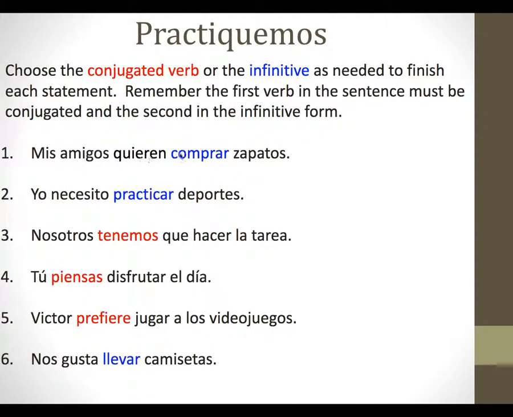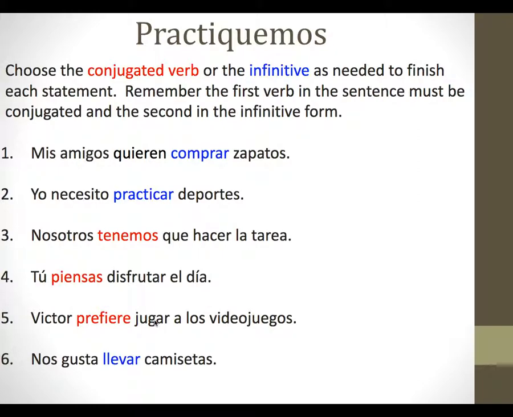All right, so notice here we chose the infinitive for the first one. I need to practice sports. They gave us the conjugated verb, so the second one was the infinitive. We have to do homework. In this one, see, here's our subject. We need to conjugate the verb that follows, and we have the infinitive here. Also, this que in the middle, this one's special. You plan to enjoy the day. Here's our subject. So the verb that follows needs to be conjugated, and then the infinitive.